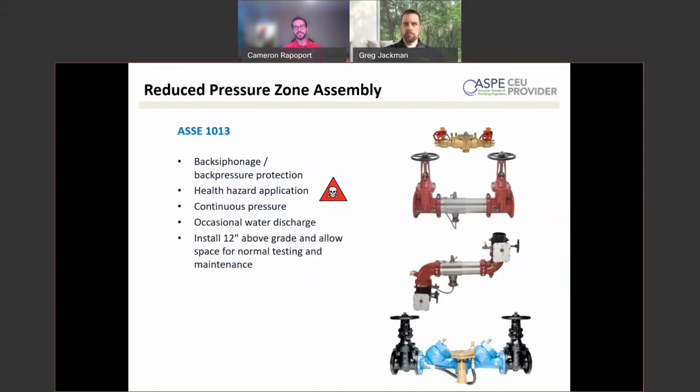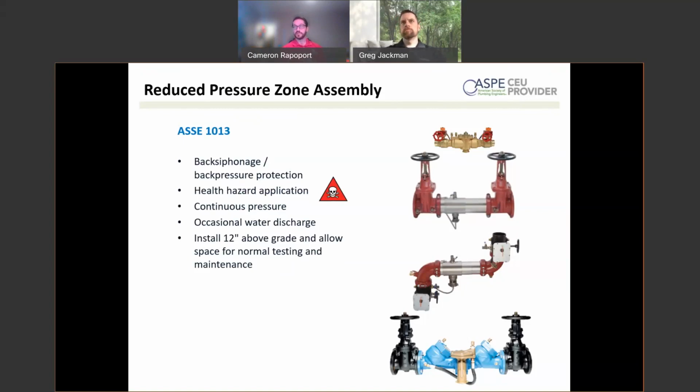The big things here you want to look out for is they have different installation requirements. They cannot be installed vertically. So especially if you're replacing an existing double check that's installed vertically and you have to replace it with an RPZ, you're going to have to do some repiping. They also have to be installed 12 inches above grade.